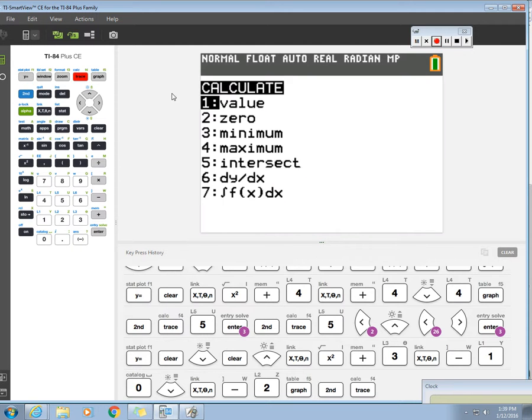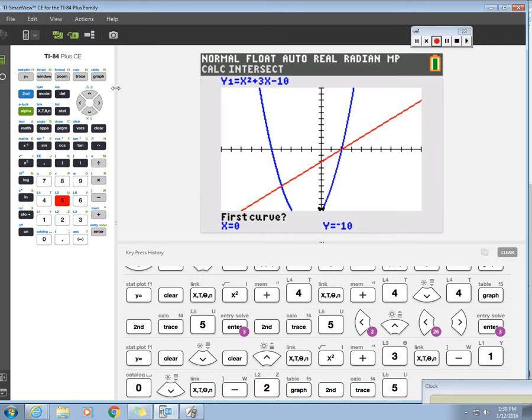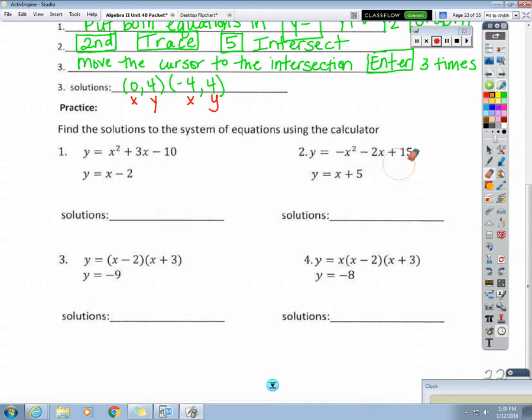Second trace, intersect. And then, right now, the cursor is way down here. So I could hit right and bring it all the way up the parabola, or I could just hit up, jump up to the line, and then move a few places over until I get to the intersection. Once you're on the intersection, you hit enter 3 times. And so the intersection is what? 2, 0.